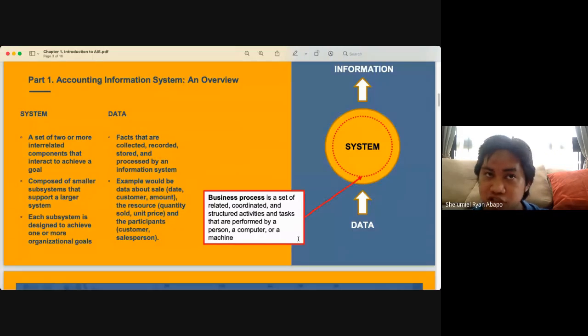When you arrange them in a logical manner, that's the processing of data. And when these data are now arranged in a logical manner and give meaning, it becomes information.